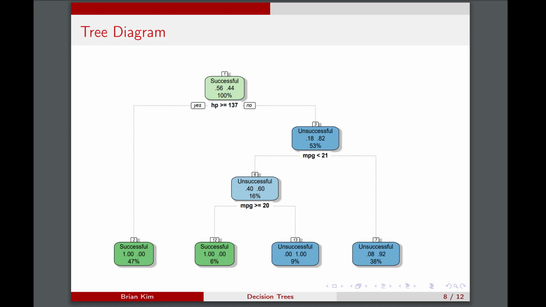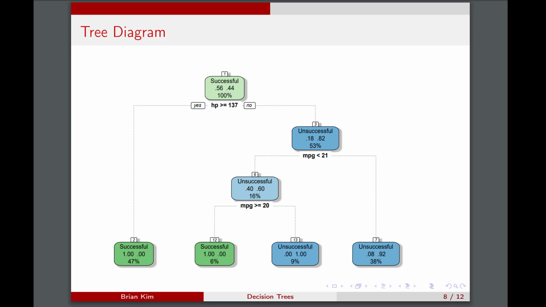And so we keep on going. We split up the data even more. This time we're splitting on miles per gallon. Less than 21 miles per gallon goes to the left. And then it goes to that node where it's about a 60-40 split in favor of unsuccessful, with 16% of the data. On the right side, if it's greater than 21 miles per gallon, it's still unsuccessful, but it looks like there's 92% unsuccessful cases in there with 38% of the data.